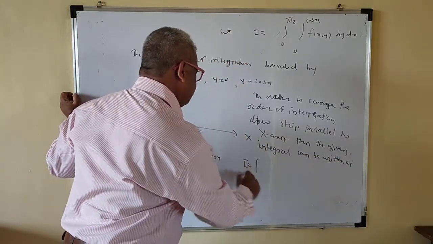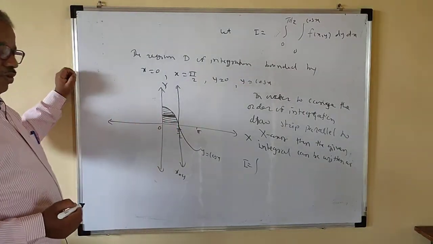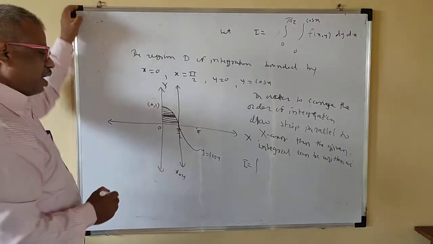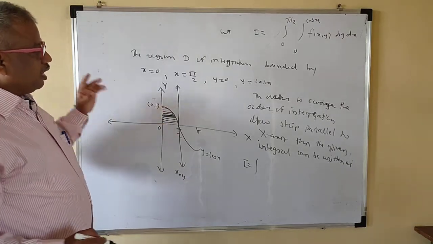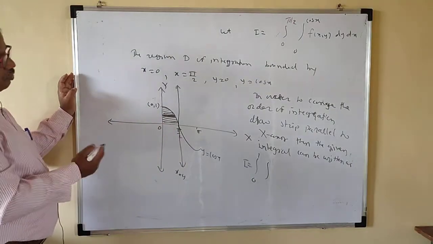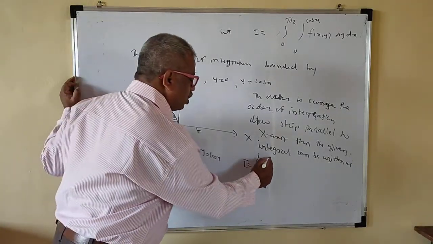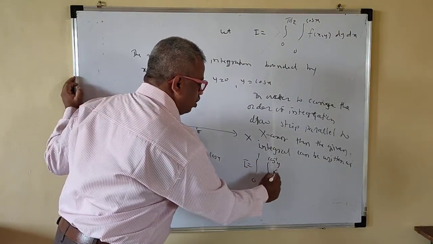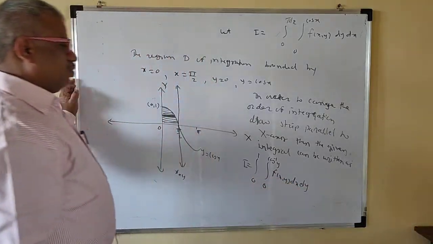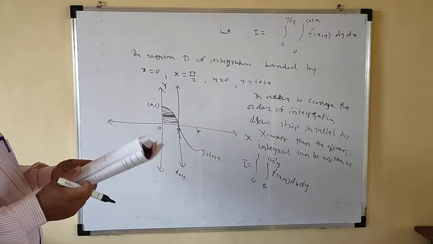I is equal to. So your strip is parallel to the x-axis. We have to write the limits of y first. This point is 0, 1. So your y will be 0 to 1. Then x from the left curve and x from the right curve. X from the left curve is 0, and x from the right curve is cos inverse of y. So f of xy dx dy. Now this will be your solution of the problem. I hope that you understand this one.